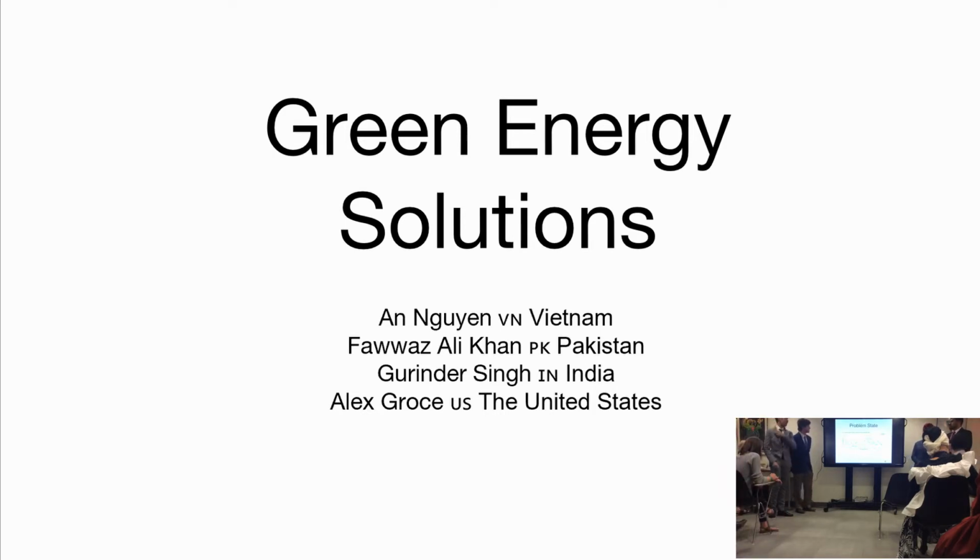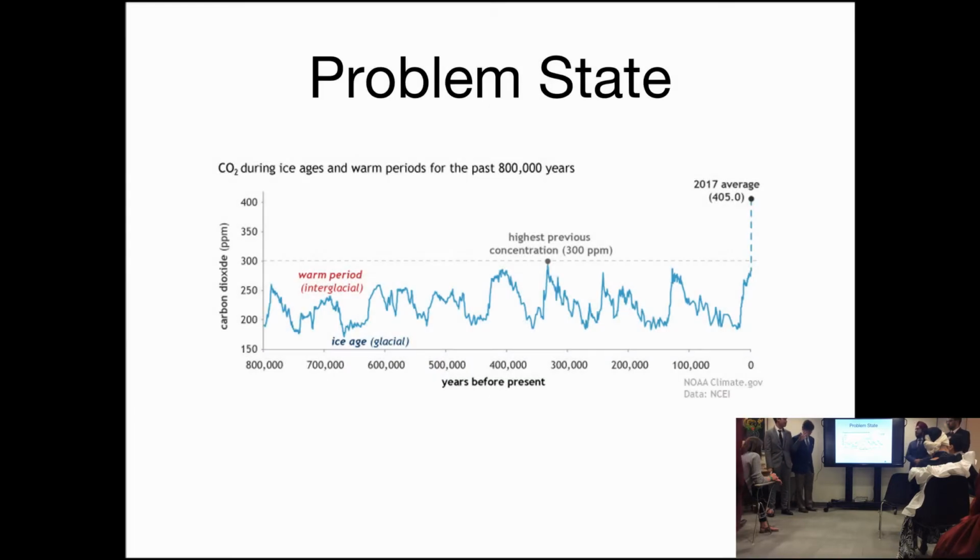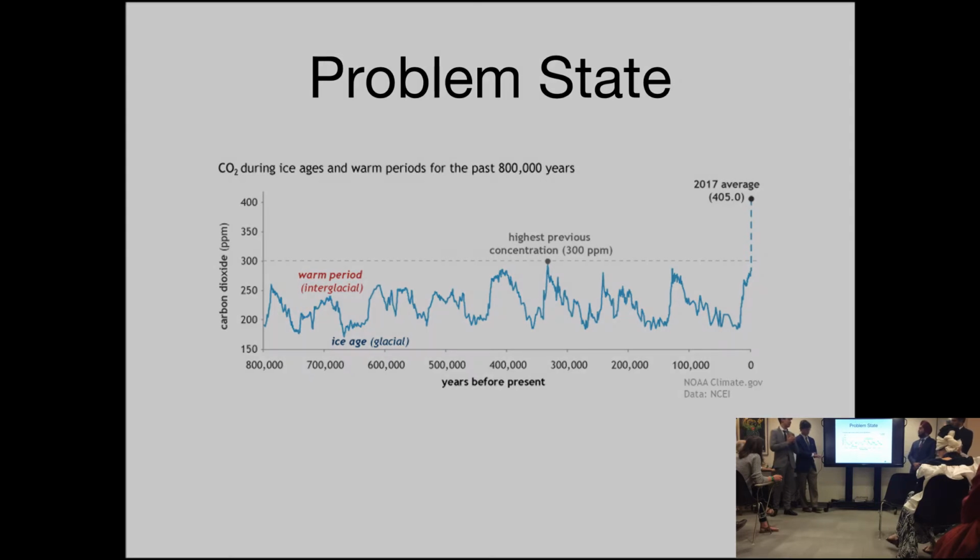First we're going to talk about our problem state. As you can see, this is the CO2 concentration level in our atmosphere. In the past 8,000 years, it has never been higher than it is today. Normally the highest concentration is only about 300 parts per million, but in 2017 the average was up to 405 parts per million.